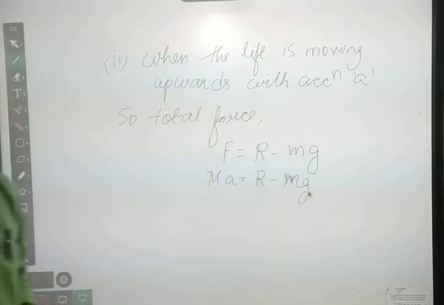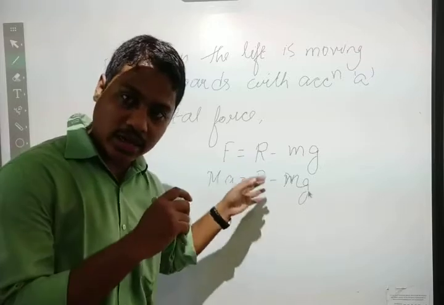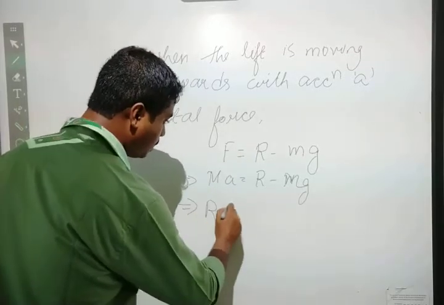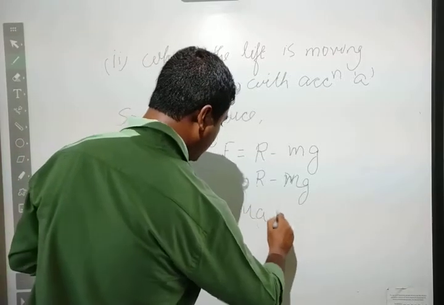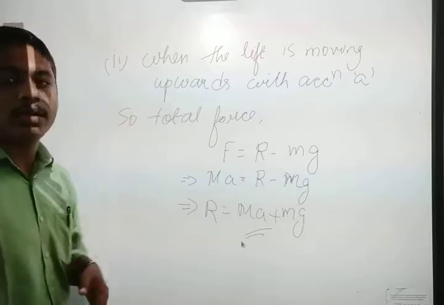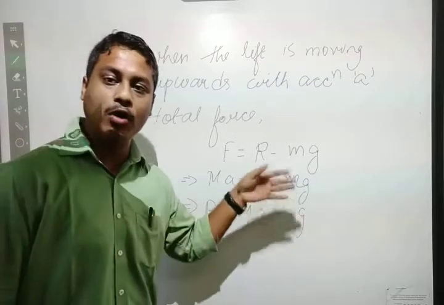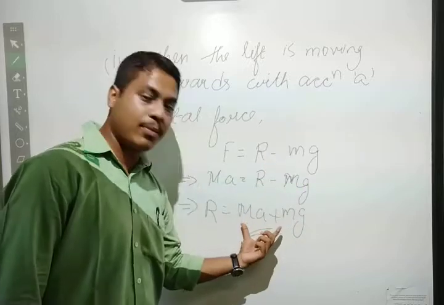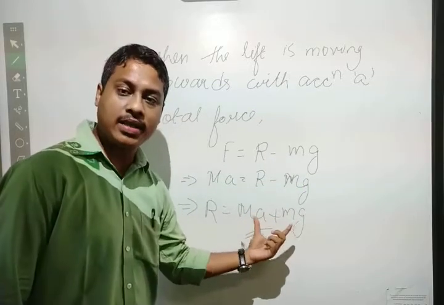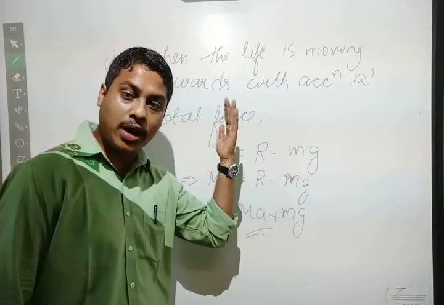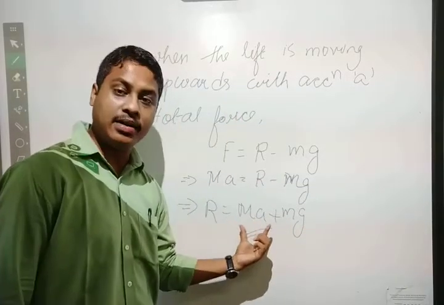We need to find out the value of R, so that is only the apparent weight. So R will be equal to ma plus mg. We have seen that if your lift moves upward with an acceleration a, we get the sum of ma plus mg. This means that your actual weight was mg. So when the lift moves upward, one additional force has been added, ma.